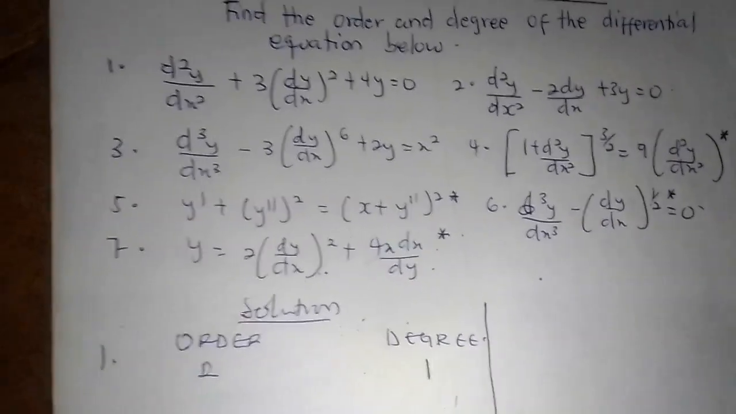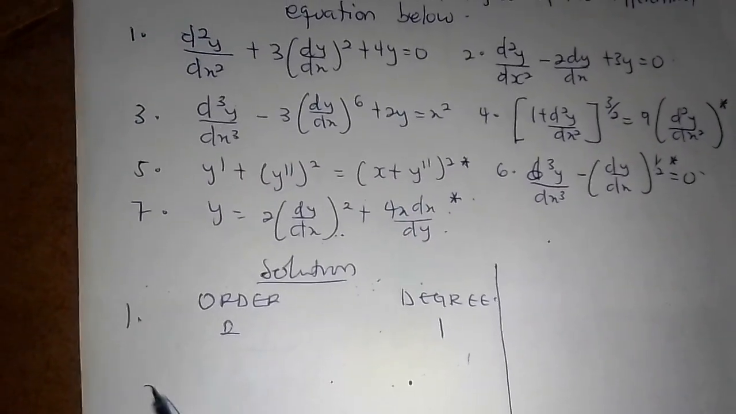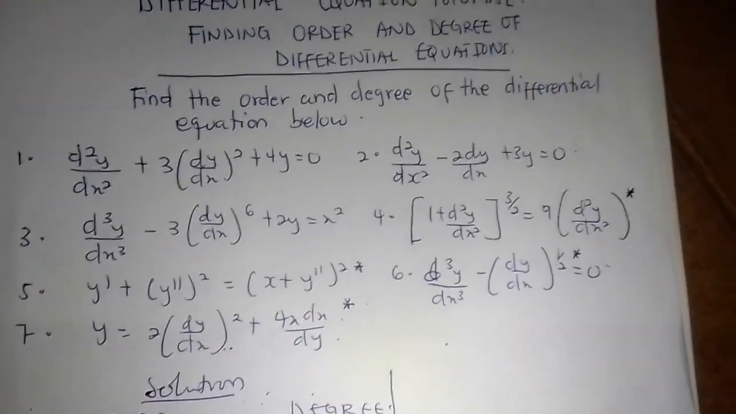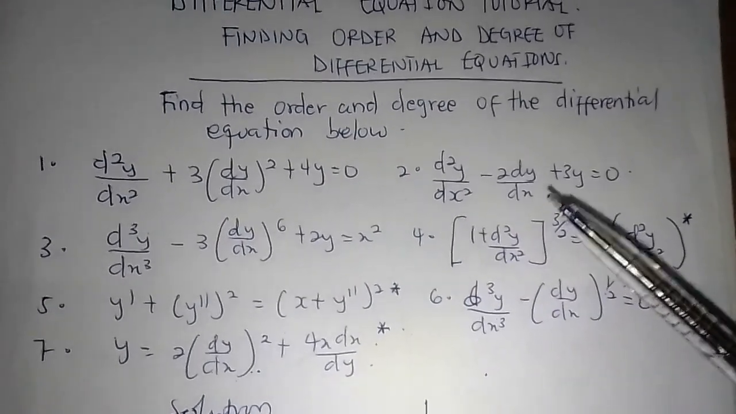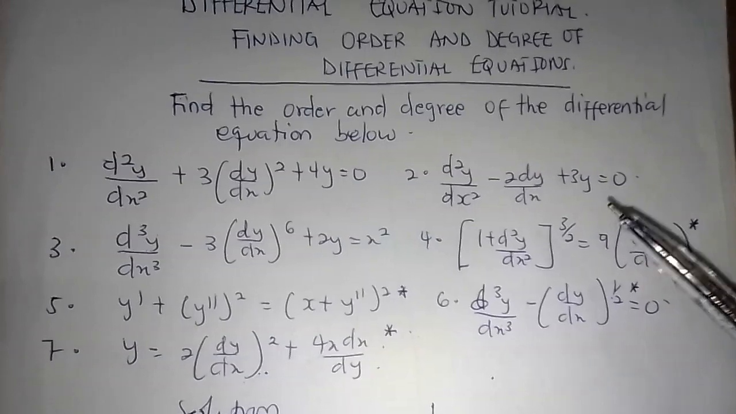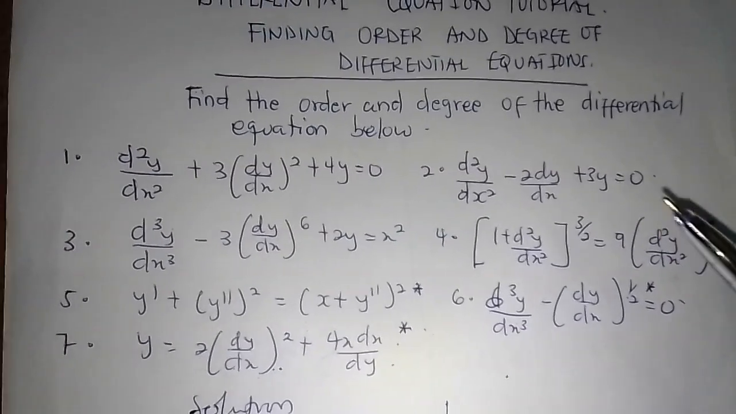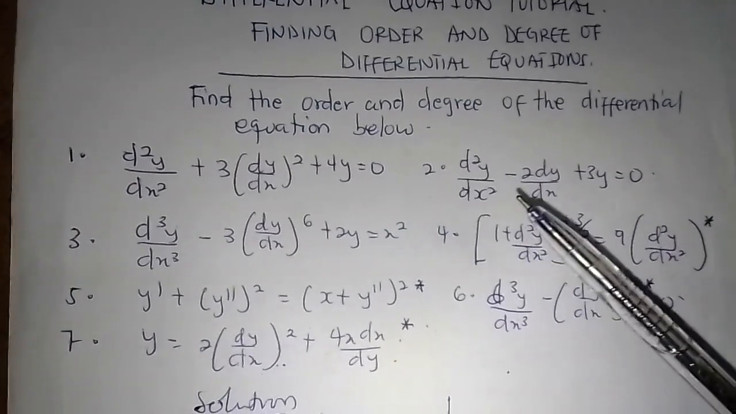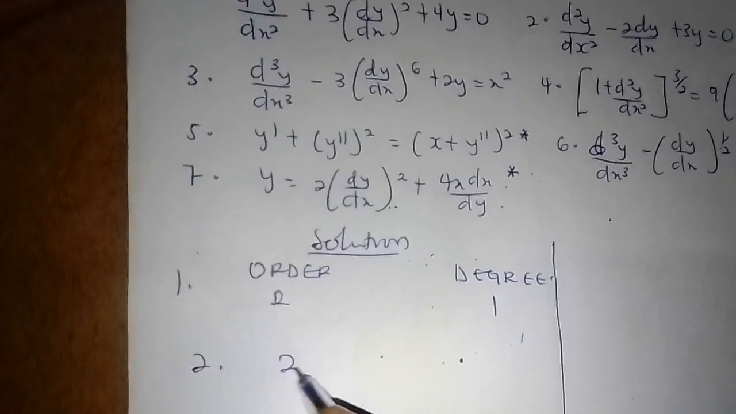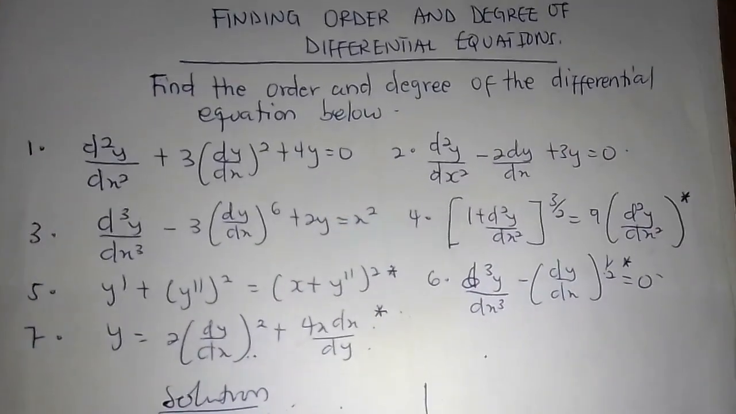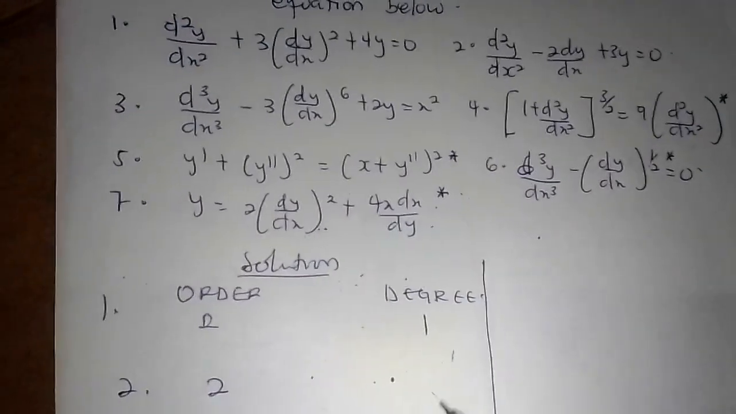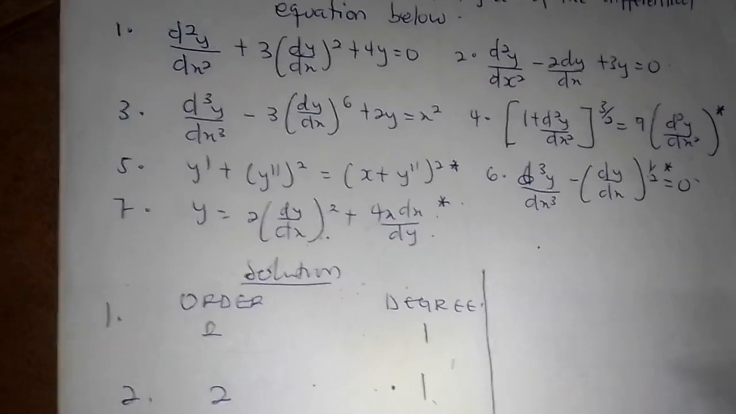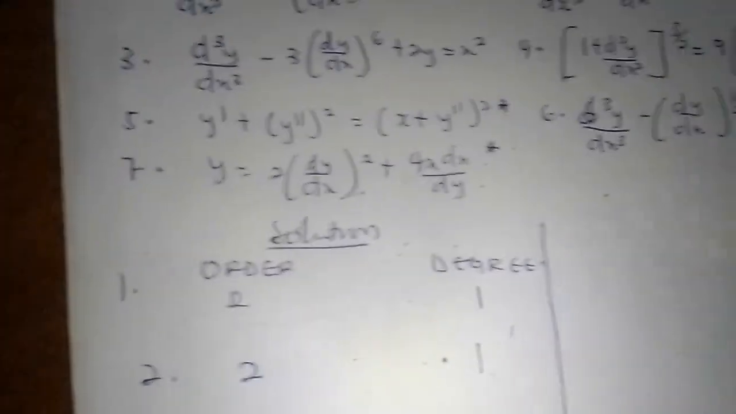Let's see the second question, number 2, write our solution here. So for the second question, we have d squared y over dx squared minus 2 dy over dx plus 3y equals 0. The highest derivative you can find is d squared y over dx squared, hence the order is 2. So you write 2 here as the order. Then let's see what's the power to which this is raised. It has no power, meaning it's 1. So therefore the degree is what? 1. So you just write 1 as we have nicely.